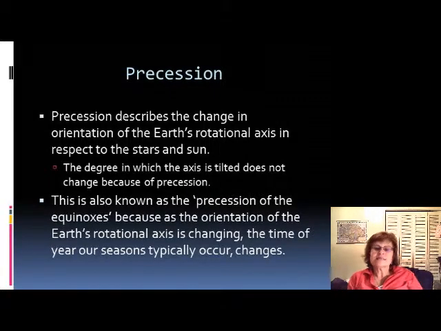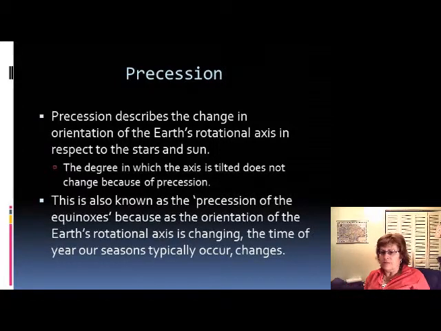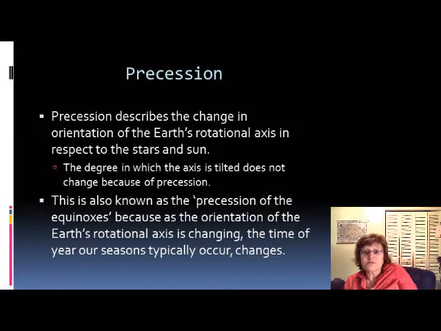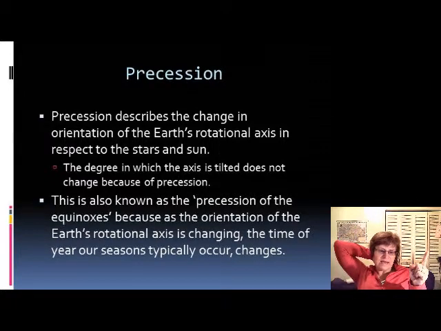And the last one, and probably the most important in my brain, because this is the signal we see most in the rocks, is the precession. The precession describes the change in orientation of the Earth's rotational axis in respect to the stars and the sun. And the degree in which the axis is tilted doesn't change because of the precession. This is also known as the precession of the equinoxes because the orientation of the Earth rotational axis is changing, so the time of year or season when things typically occur changes.